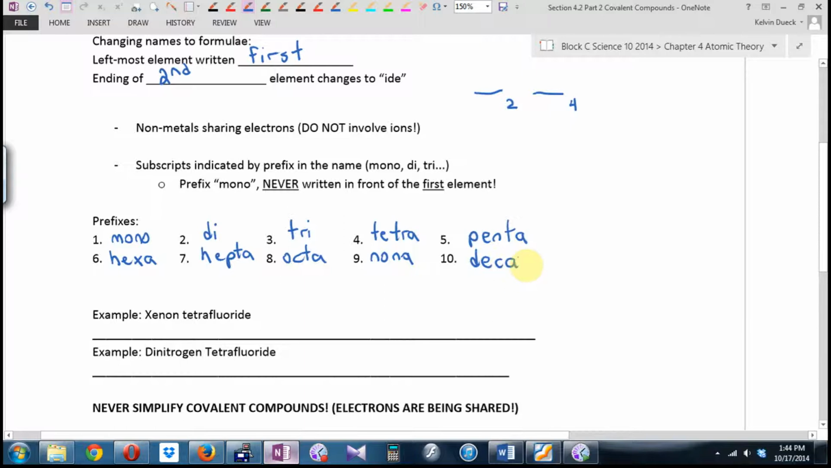So what does deca mean? 10. What does nona mean? 9. What does oct mean? So that would mean October is the 8th month, right? And that would mean November is the 9th month, right? And that would mean December is the 10th. How come it doesn't work?